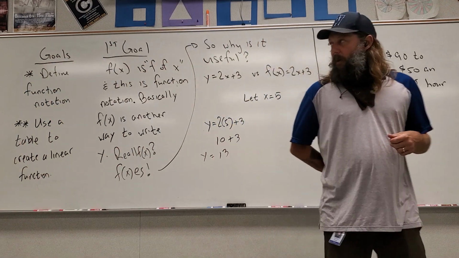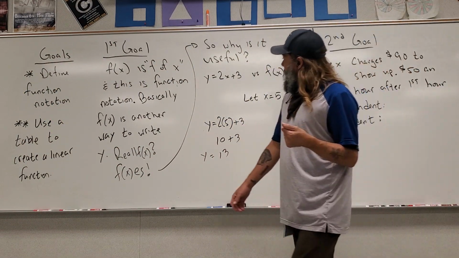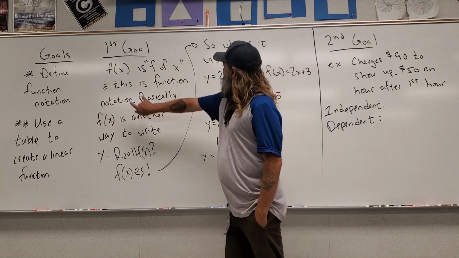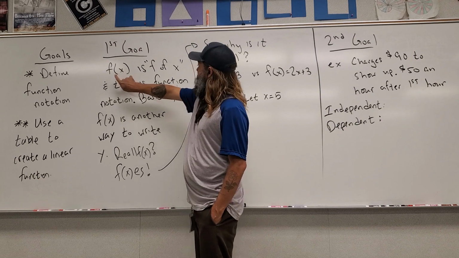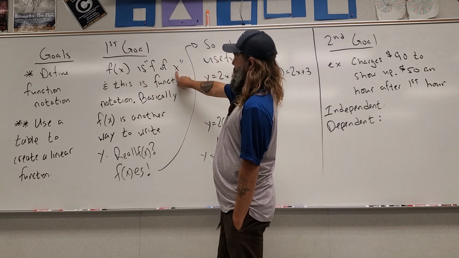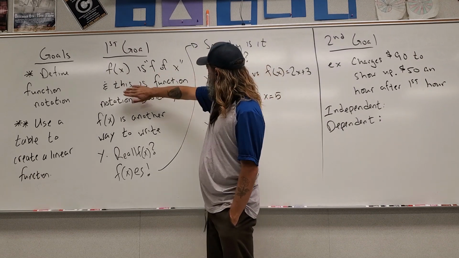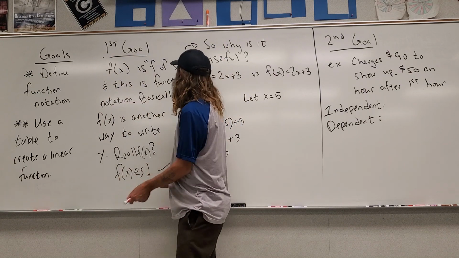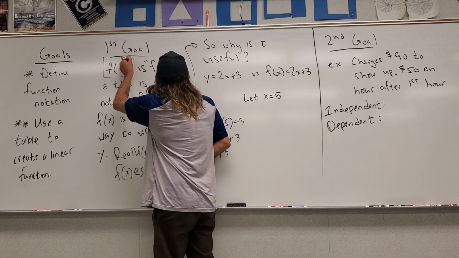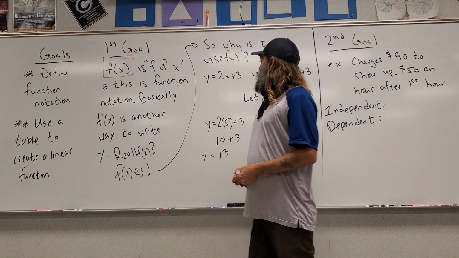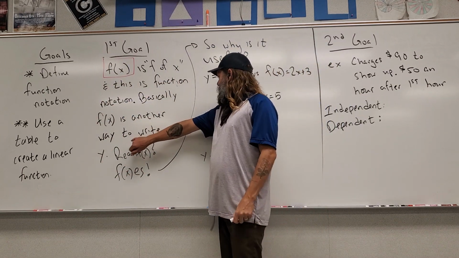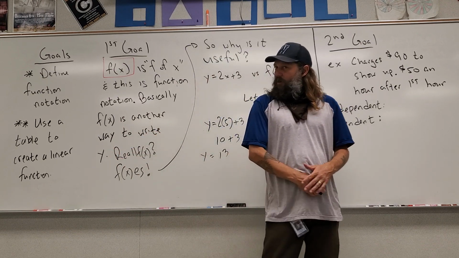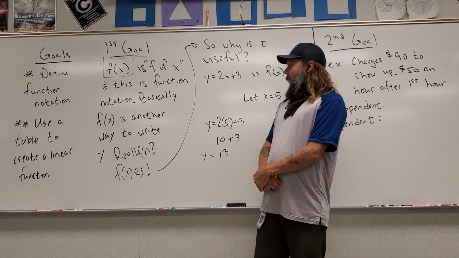So in our first goal, defining function notation, this right here is called f of x. And this is function notation. So whenever you see this, you know that you have function notation. And basically, f of x is another way to write y. And remember, y is our dependent variable.